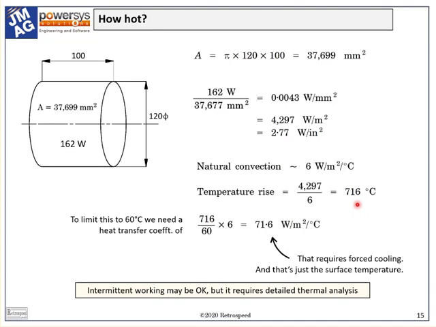To limit the surface temperature to 60 degrees C, let's say, we would need a heat transfer coefficient of about 72 watts per square meter per degree C. This might be feasible with forced cooling, possibly water jacket cooling or very strong fan cooling, but of course it's only the surface temperature. What is going on inside?